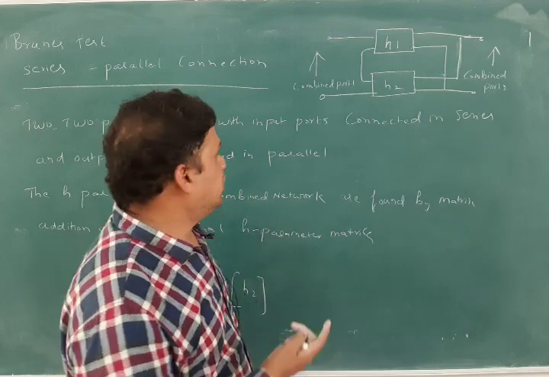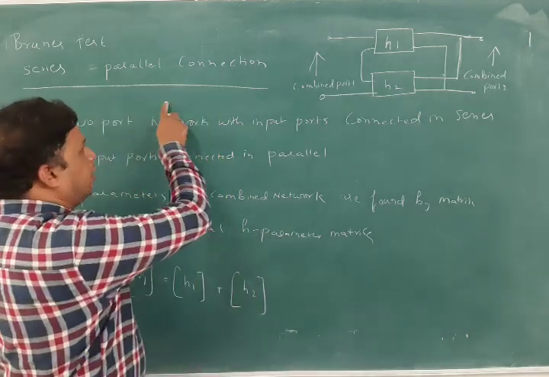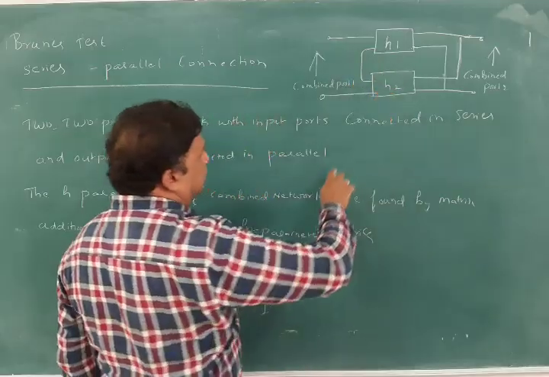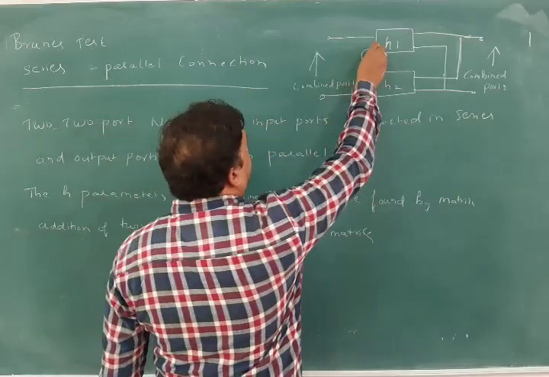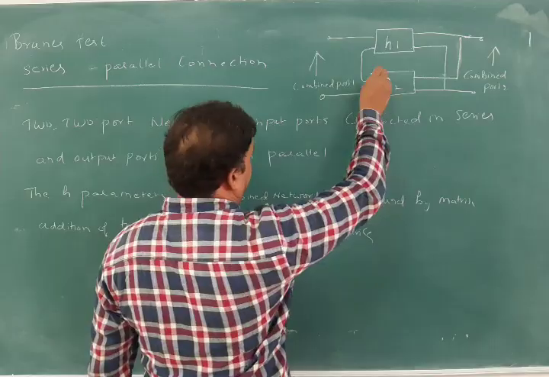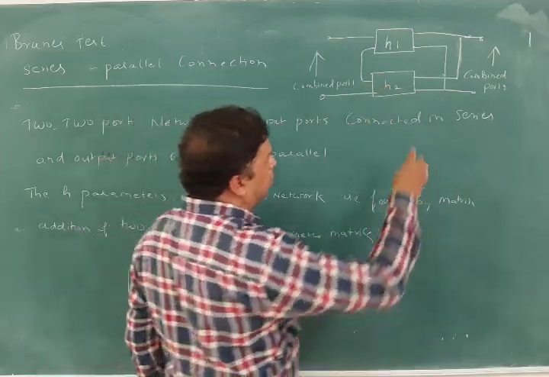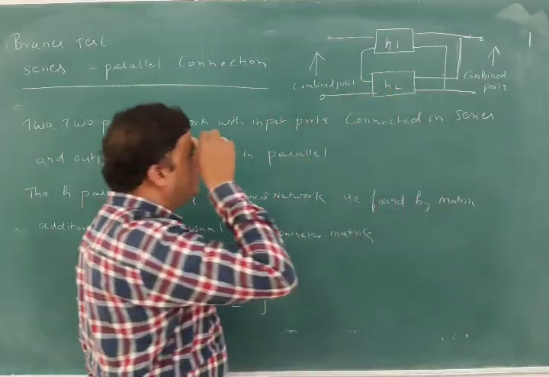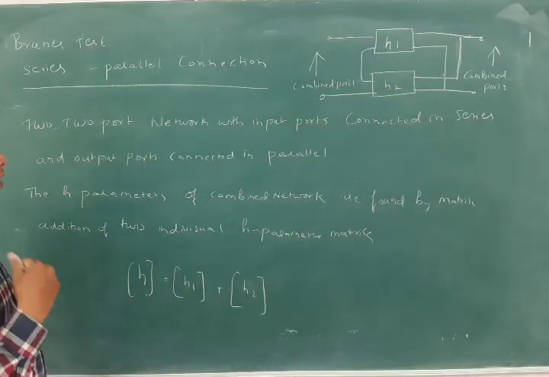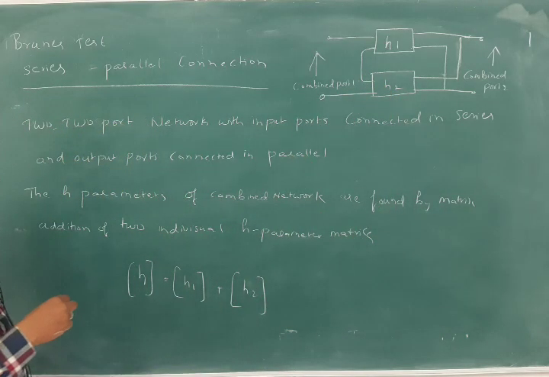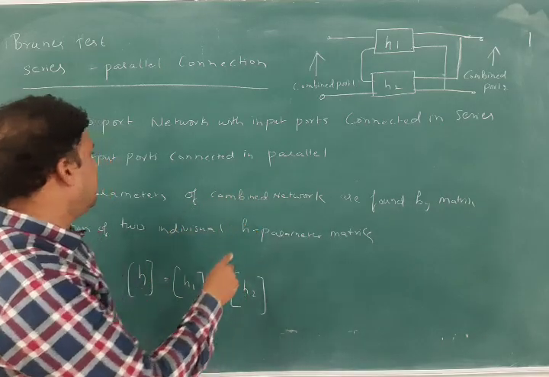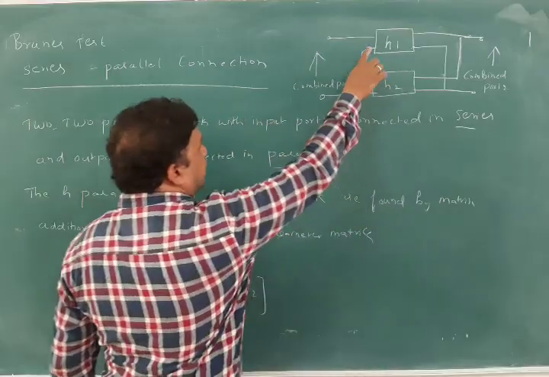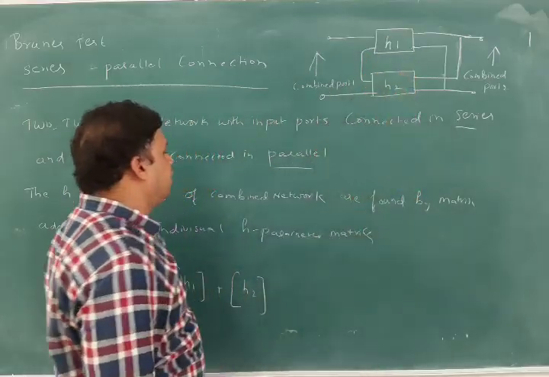So in this H parameters or series parallel connection, we take the H parameters and the series connection. The two port networks' inputs are connected in series like this, and parallelly the output is connected. The output is in parallel as well as the input is in series, so it combines a series parallel connection. So the two port networks with input ports connected in series and output ports connected in parallel. If you see this diagram, you can understand these are in series and those are in parallel, where the output is in parallel.